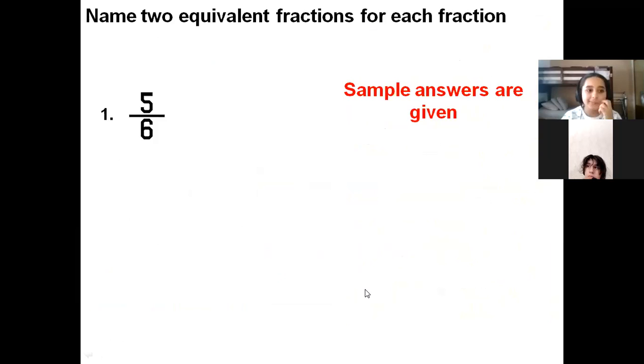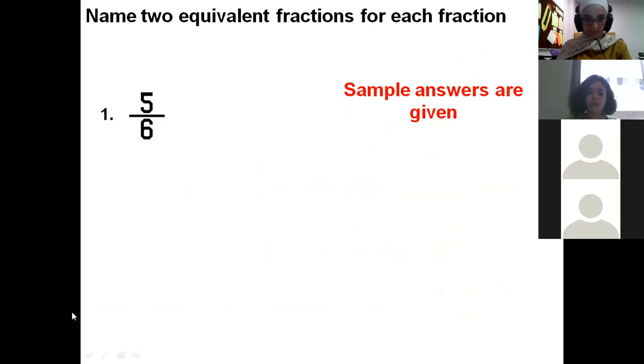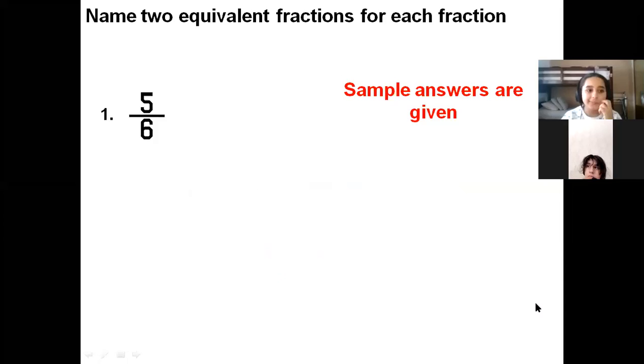Look at this one. Name 2 equivalent fractions for each. Who can name any of the equivalent fractions? I need to see if there is... Hamza. There is Hamza.